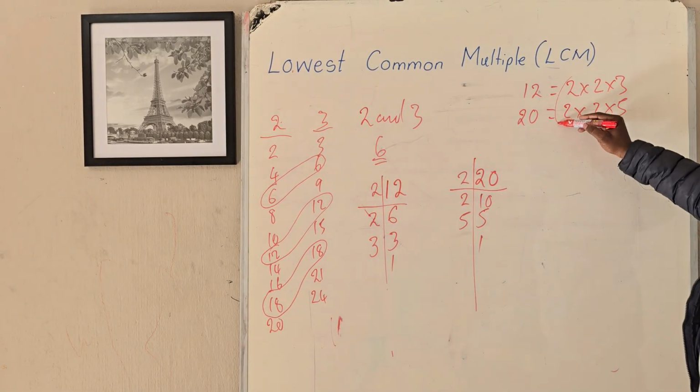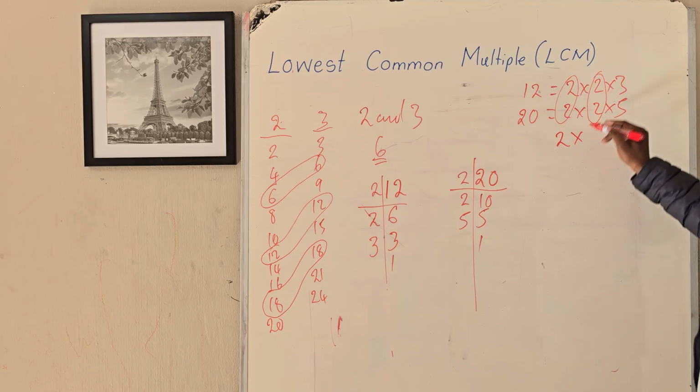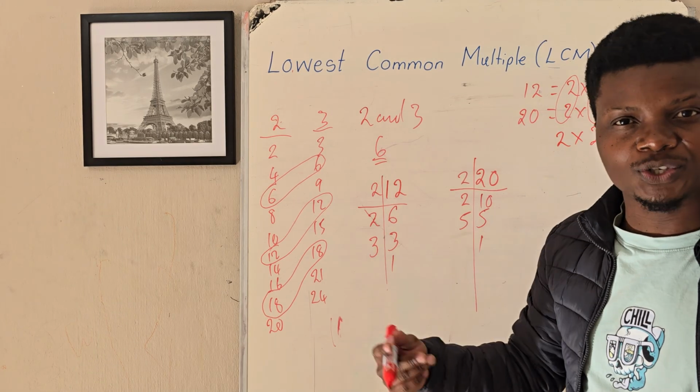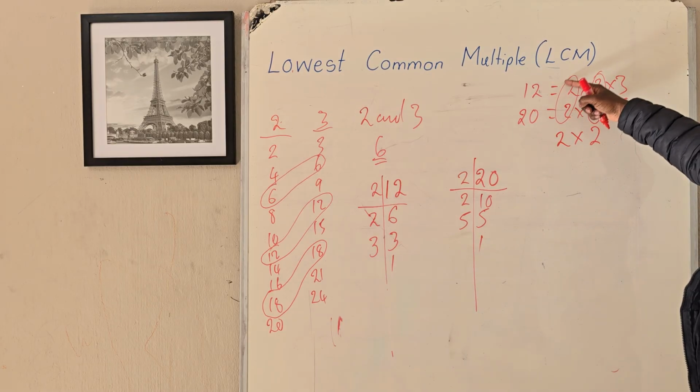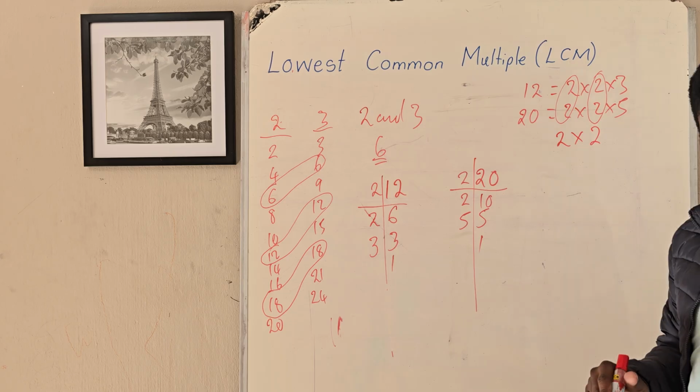So 2 times 2 is common to both, so you just write it once. You don't repeat it like two 2's. This 2 is common, I write it once. This 2 is common to both numbers, I write it once.